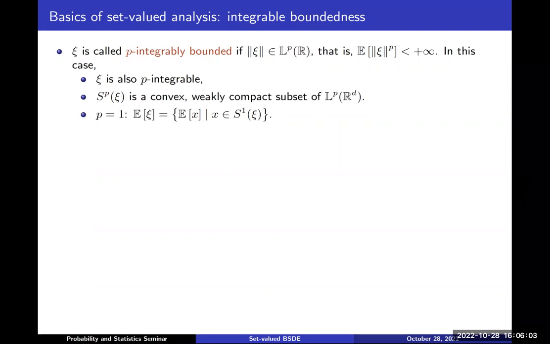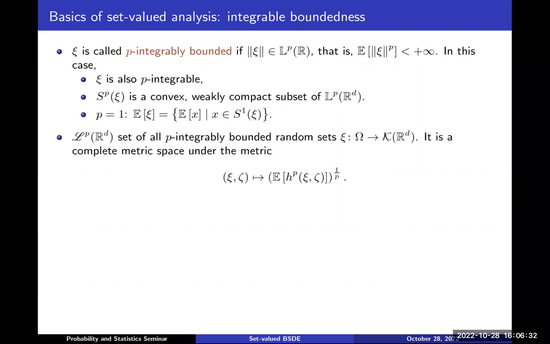So when you treat this as your X, okay, so now you have a convex weakly compact subset of it, as long as this is integrably bounded. And in this case, your expectation is already closed. You don't need the closure.